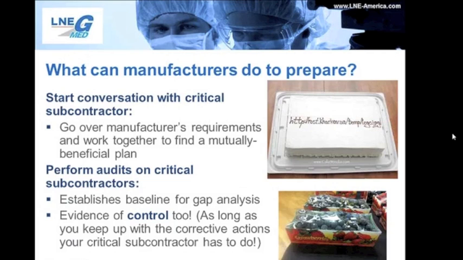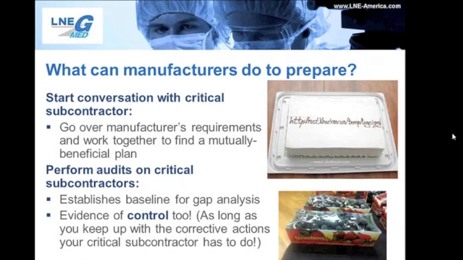Once you've performed your gap analysis and internal audits and identified areas to improve, start a conversation with your critical subcontractor. If you realize that some of your work instructions weren't clear, work with your critical subcontractor to see how you could make them more clear. Or maybe your critical subcontractor doesn't realize just how important one part is to your device's regulatory conformity, and you need to make sure that they do understand. In my experience, conversation can really go a long way.